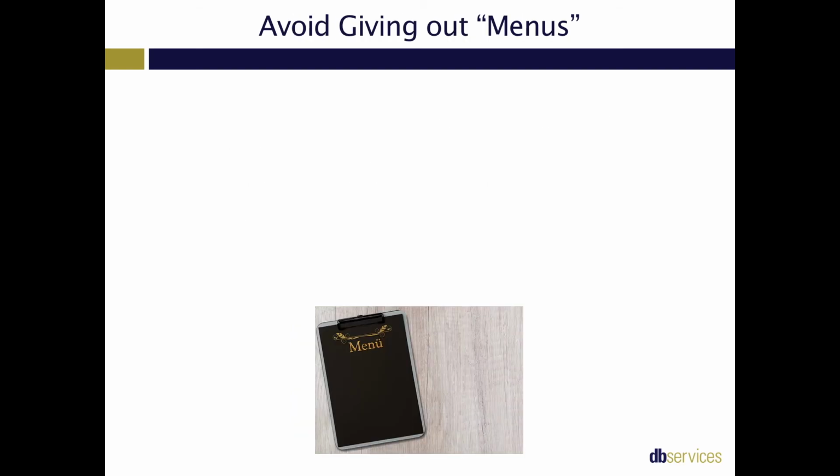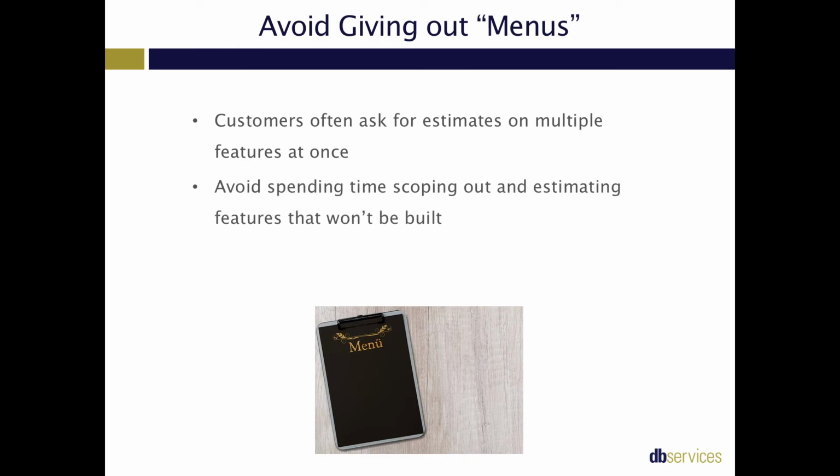Avoid giving out menus. Customers will often ask for estimates on multiple features at once. I had a customer who, every time we finished something, would say, okay, can you give me the cost or price on these next 5 items? You want to avoid doing this because you're wasting time on 4 features. They're going to pick one and you're not going to do the other 4. And by the time you do the other 4, the system may have grown and your estimate's no good anymore.